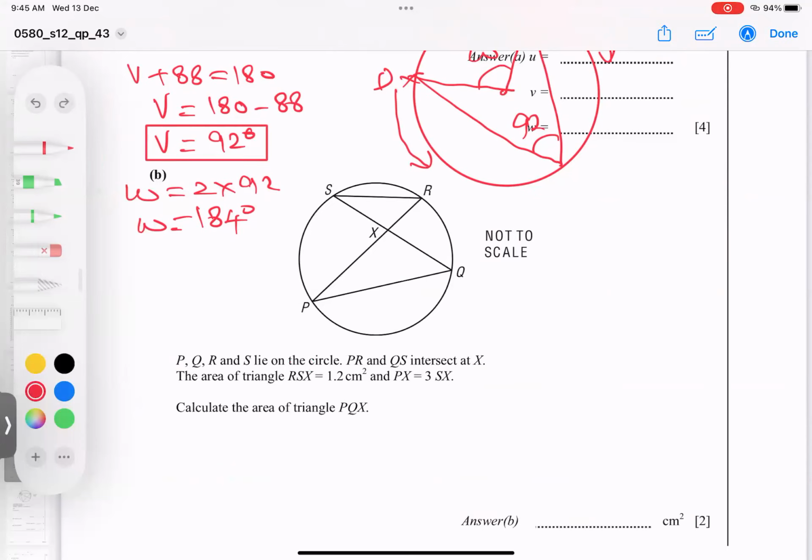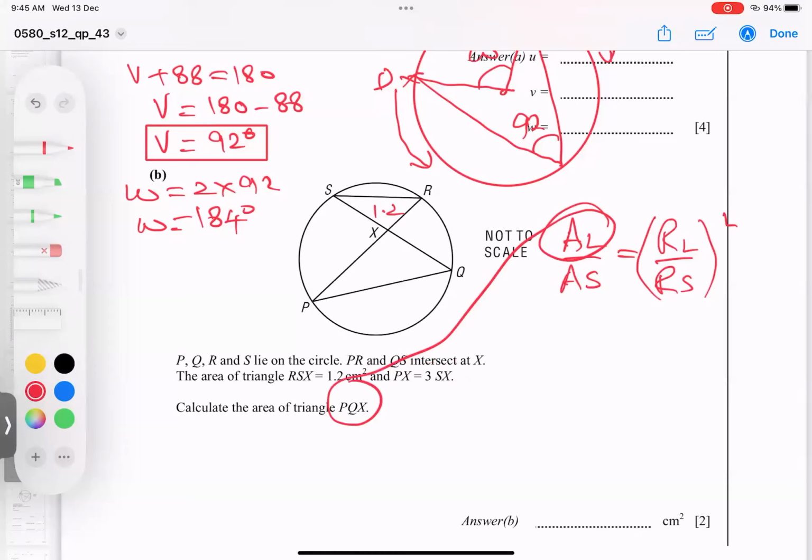RSX, which RXX? Please talk about the upper triangle. And this area is given by him as 1.2. Okay, so he talks about PX. PX is 3 times SX. So if I talk about this, we can do it easily. This is called area of the large by area of the small, ratio of the large, ratio of the small, and put square on it. So area of large is my question mark because this triangle is a big one. So area of large unknown, area of small is 1.2.